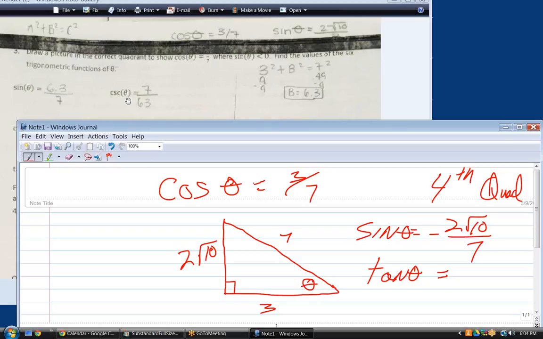Cosecant of theta is the reciprocal of that. So cosecant of theta would be negative, because it has to have the same sign as its reciprocal. In other words, we know that cosecant of theta is also negative in the fourth quadrant. Now, there is one problem with that answer, and what is it? It's got an irrational denominator.